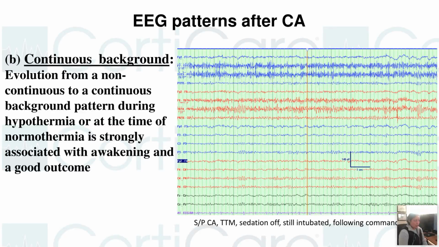Another one is a continuous background. Here, a patient can have a non-continuous or a continuous background, or evolution of a non-continuous background to continuous rhythms. This pattern you see during hypothermia and also when the patient is coming back to normal body temperature. Patient is waking up, you see this pattern. This is definitely a sign of good prognosis.